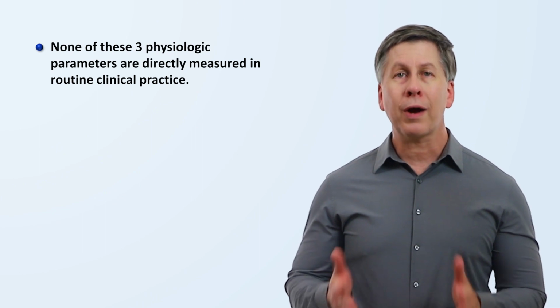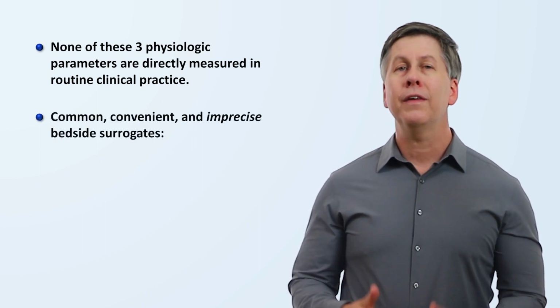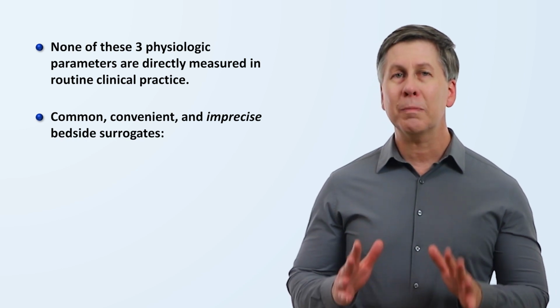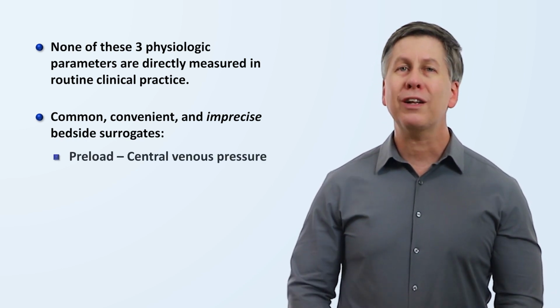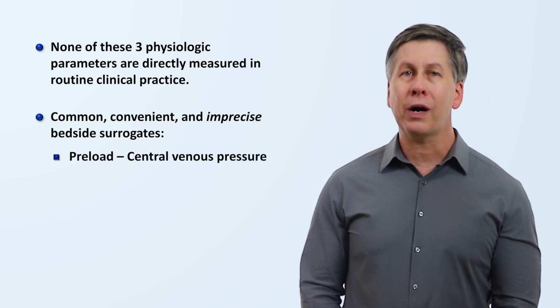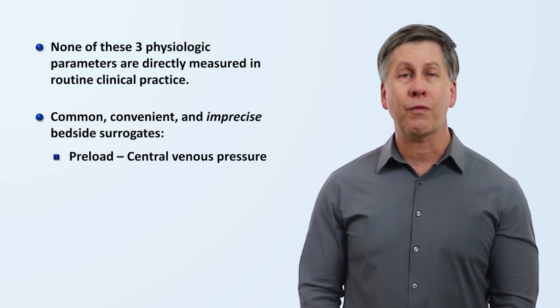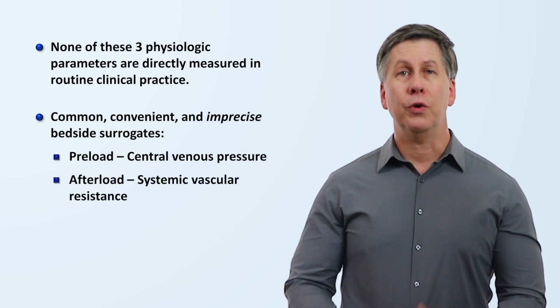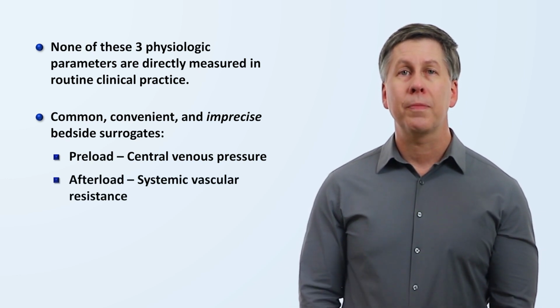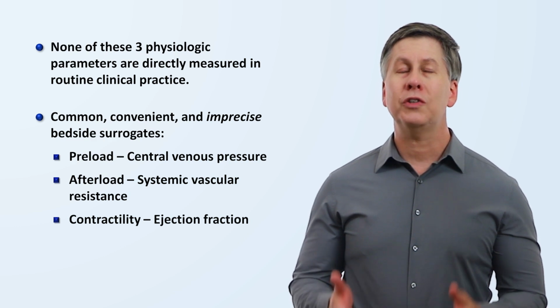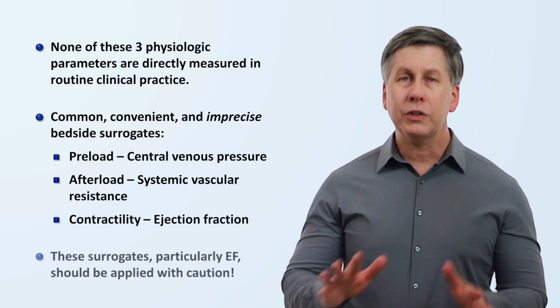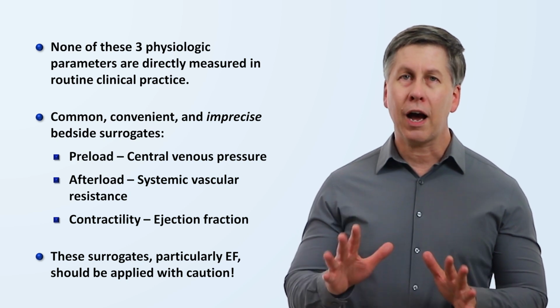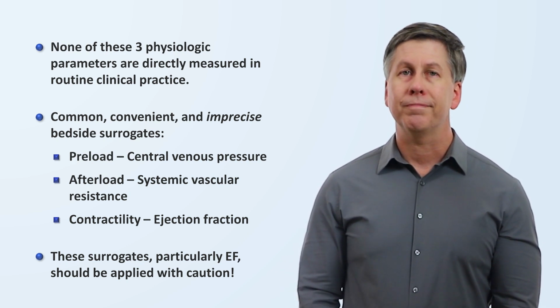the same way. With preload, afterload, and contractility, none of these three are directly measured in routine clinical practice. However, there are common, convenient, and imprecise bedside surrogates used. For preload, clinicians often use central venous pressure as measured via a central venous catheter in the right atrium, or is estimated on exam using the jugular vein. For afterload, they use systemic vascular resistance, and for contractility, they use the ejection fraction. All of these surrogates, but in my opinion particularly the EF, should be applied with caution.